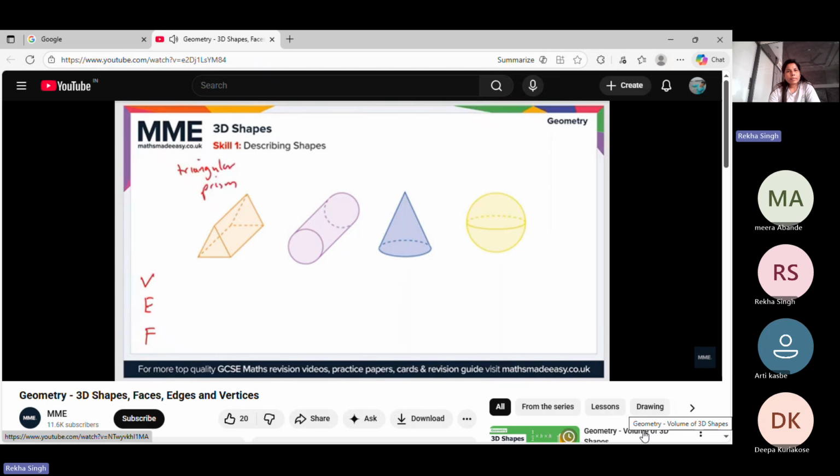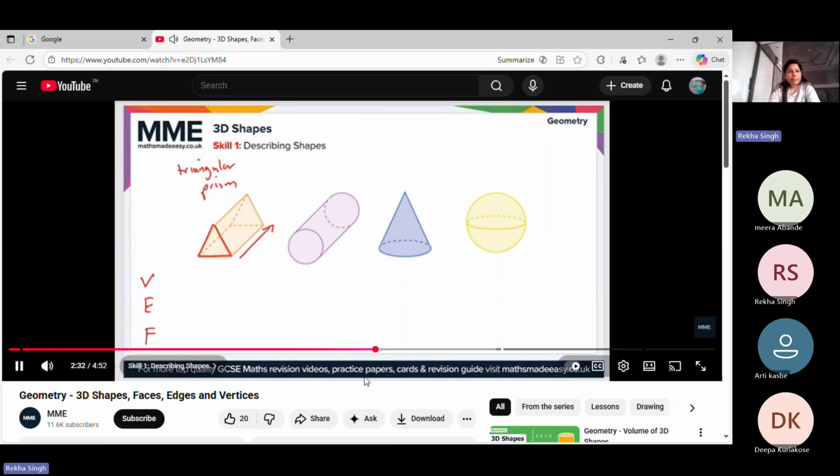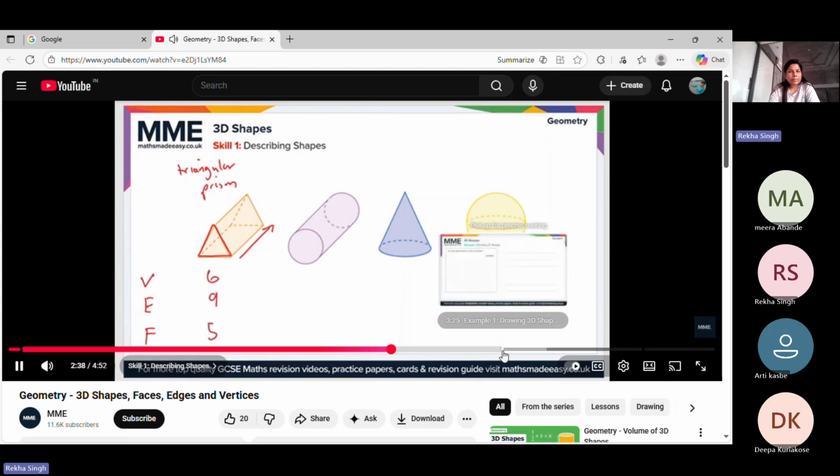So a prism is like a 2D shape stretched outwards. So the 2D shape is known as a cross-section. So in this case, the cross-section is a triangle. And in a triangular prism, there are 6 vertices, 9 edges, and 5 faces. Next, we have a cylinder.